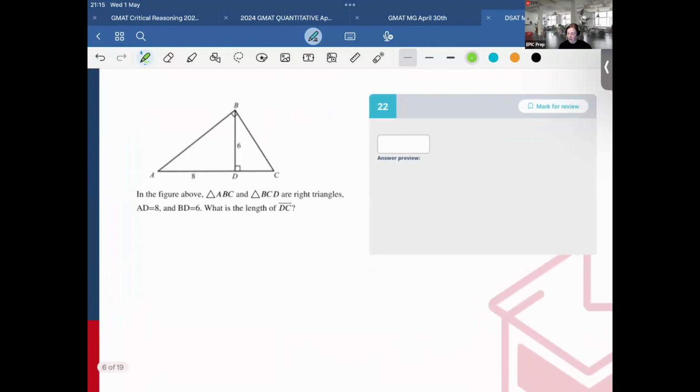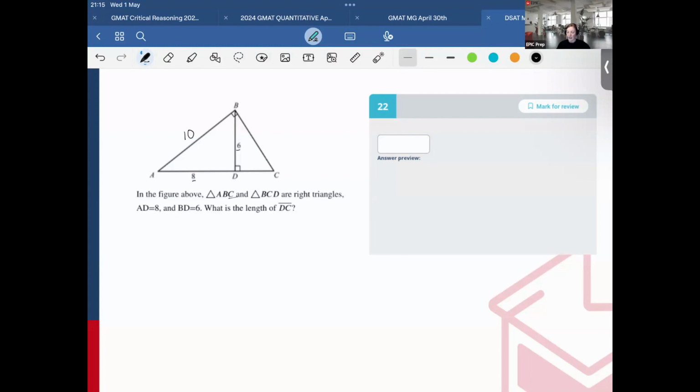Okay, so let's look at this question. So here, we're given a triangle, and it says in the figure above, triangle ABC and BCD are right triangles. AD equals 8, BD equals 6. What is the length of DC? Okay, so here, if I wanted to solve this, my first thing that I recognize, this is a Pythagorean triplet. It's a 6, 8, 10.